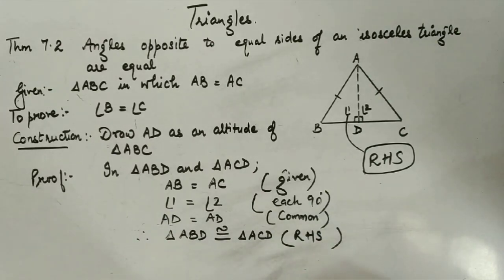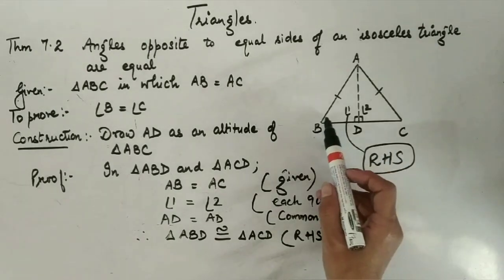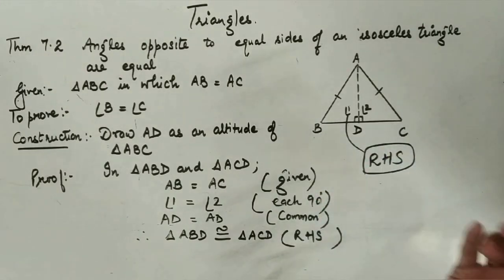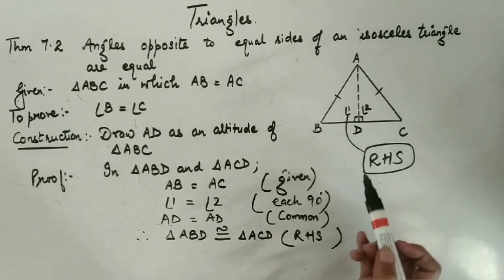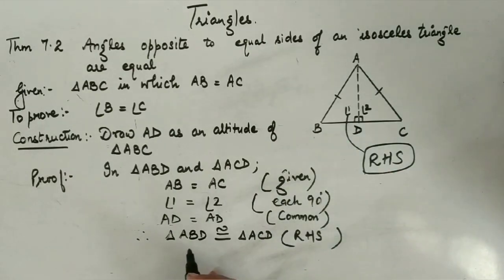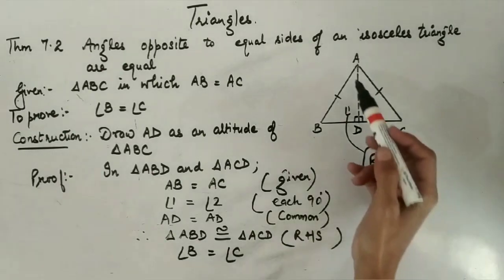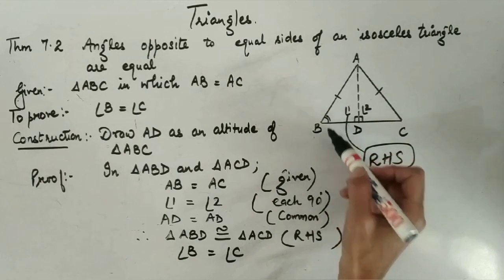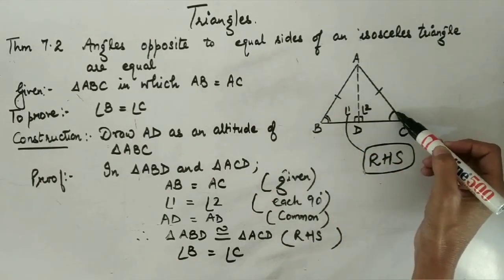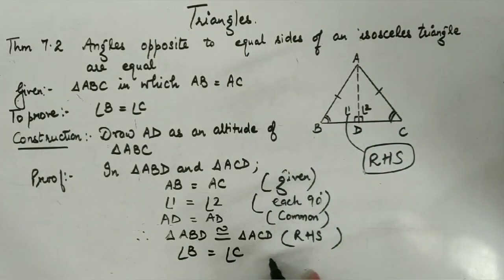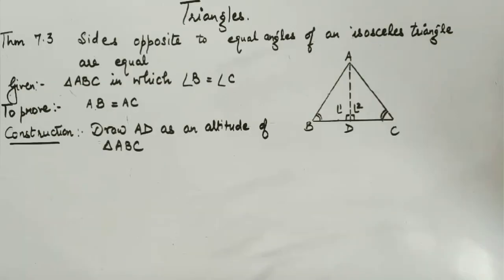Once the triangles are proved congruent, definitely the remaining parts, whether they are sides or the angles, must be equal. So which angles? This indicates angle B is equal to angle C, because in ABD, angle B, and from ACD, angle C have been proved equal. So hence the result is proved. I'm sure this must be clear.